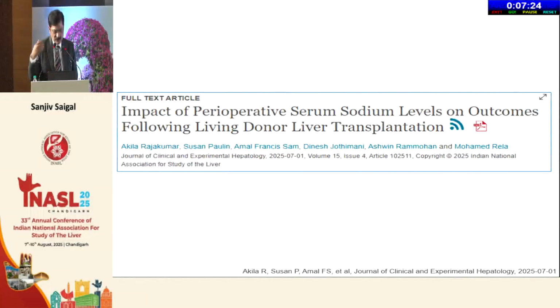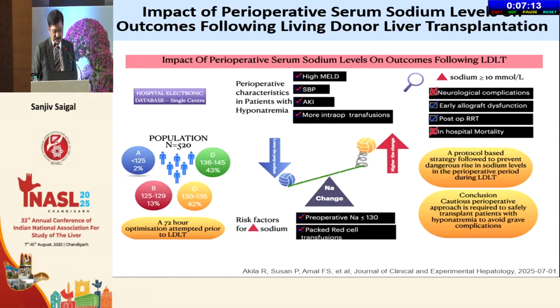And I always now like to present papers which have been published from our own centers in the country, and our own publication. This is a paper from Dr. Rela's team in JCH. Well, it's a nice one. It shows out of 520 patients, group A, 125 and low, B, C, and D is almost normal. So these patients were studied.